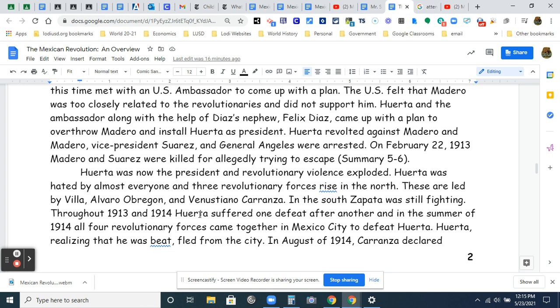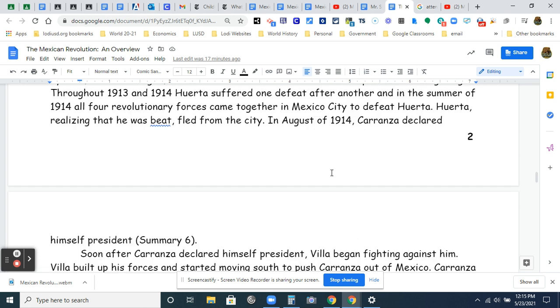Throughout 1913 and 1914, Huerta suffered one defeat after another. In the summer of 1914, all four revolutionary forces came together in Mexico City to defeat Huerta. Huerta, realizing that he was beat, fled from the city. In August of 1914, Carranza declared himself president.